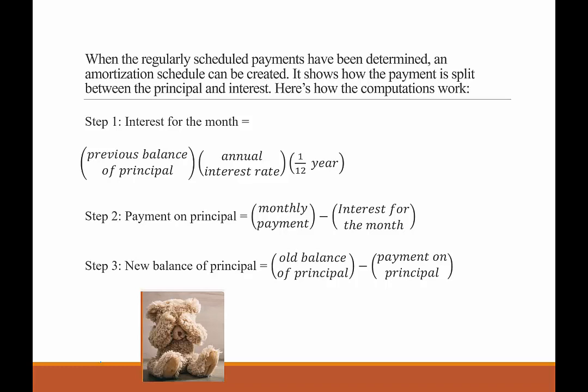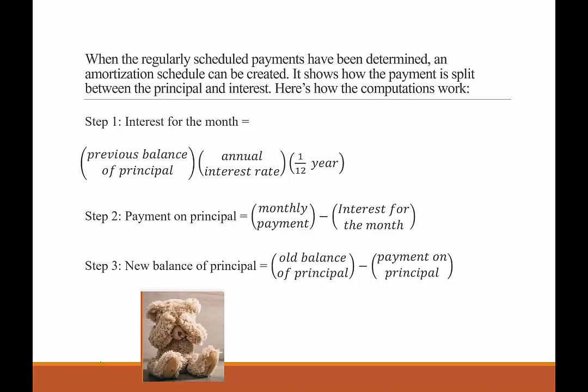When the regularly scheduled payments have been determined, an amortization schedule can be created. It shows how the payment is split between the principal and interest. And here's the computation that we'll use. Step 1, we calculate the interest for the month. We're going to take the previous balance of principal.